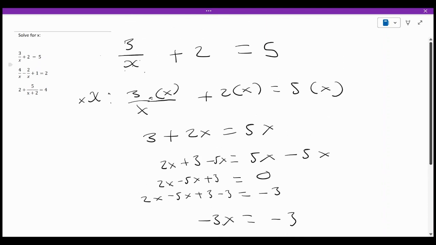Now, if we substitute 1 over here, 3 divided by 1 is just 3. So 3 plus 2 does indeed equal 5. Okay, let's do the second one.